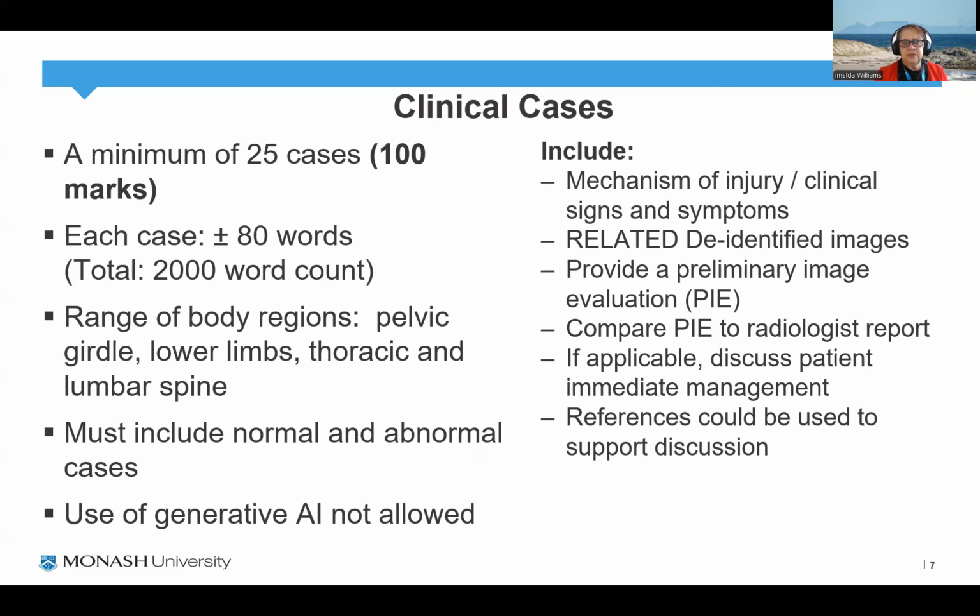So what you need to consider for your cases is the mechanism of injury or the clinical indications and symptoms. You have to include at least 1 de-identified image. You can, of course, include more than that. And then write up your own preliminary image evaluation without looking at the radiologist's report. Once you've done that, then only compare your PIE to the radiologist's report. Now, remember, you need to answer the clinical question. The radiologist often writes more than is required, but only mark your case against that.